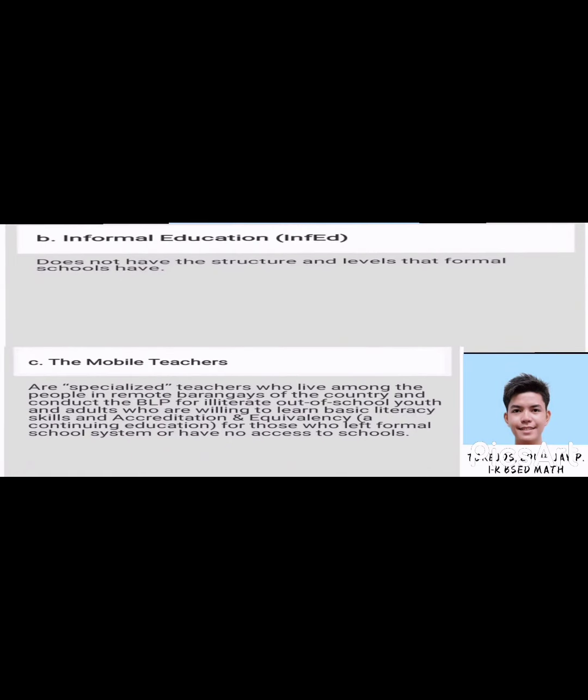Next is informal education. Informal education does not have the structure and levels that formal schools have. It's more natural and spontaneous, meaning the information that one learns through this form of education comes from experience. Informal education refers to learning that takes place outside of a formal curriculum. It includes, but is not limited to, student preference within a program in a standard classroom environment. It works through conversation and the exploration and enlargement of experience.